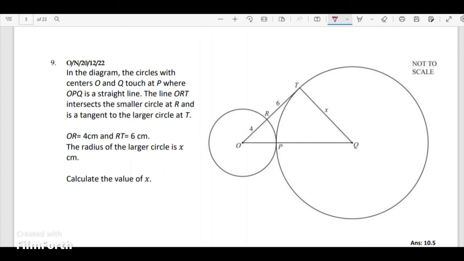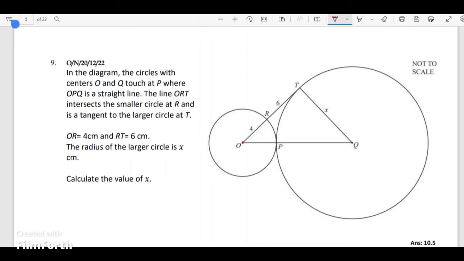Now, if you look at it, it seems like a very complicated thing, but it isn't quite really that complicated. We just have to figure out a couple of things here. Now, first thing first, we have two circles. Let's look at them separately.